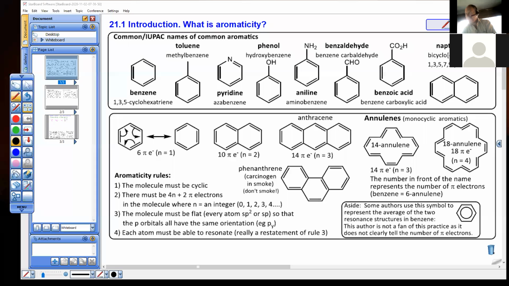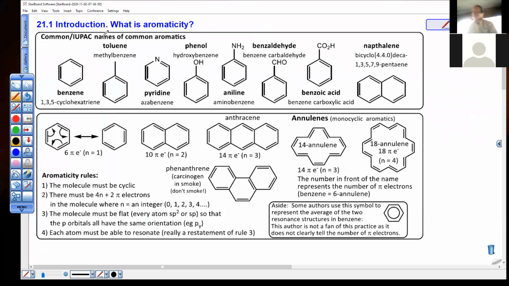Sometimes you just gotta turn yourself around. Second half of the semester, we'll be facing this way. And we'll also be facing such things as what is in chapter 21. So with that in mind, the title of chapter 21 is Aromaticity.